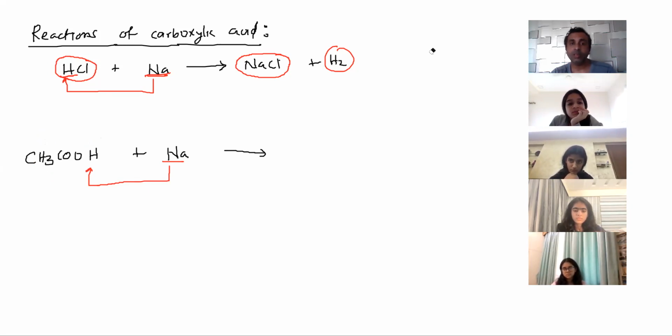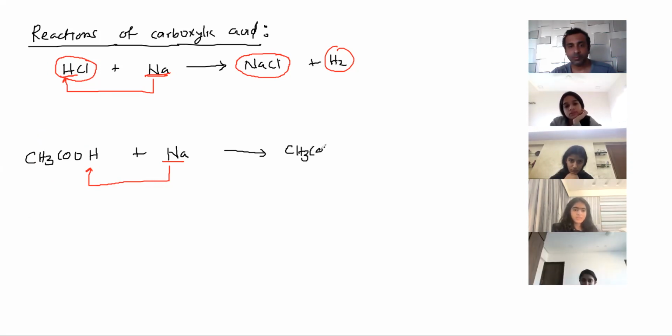So what should be the formula of the product? CH3COONa. Where there was H, now there is sodium, because sodium has taken the place of hydrogen.